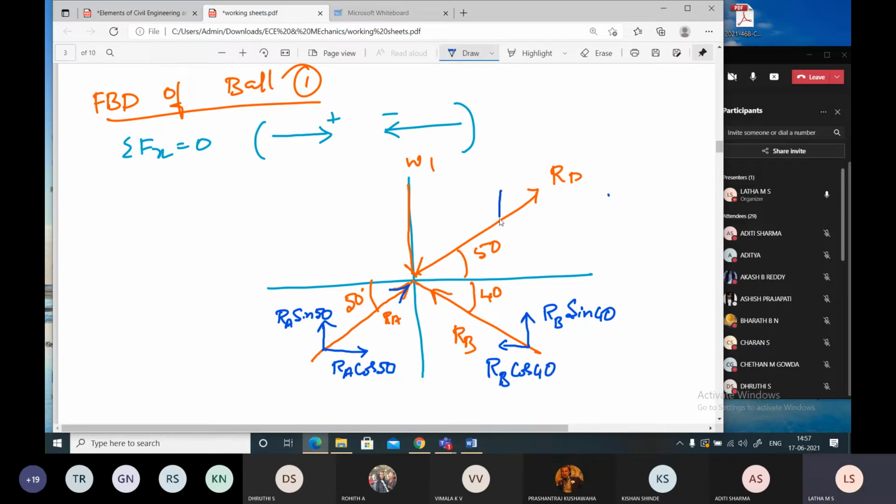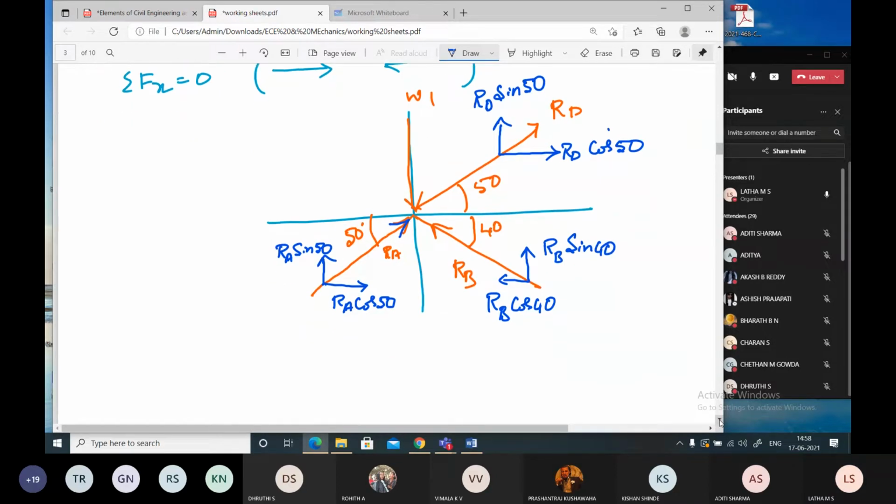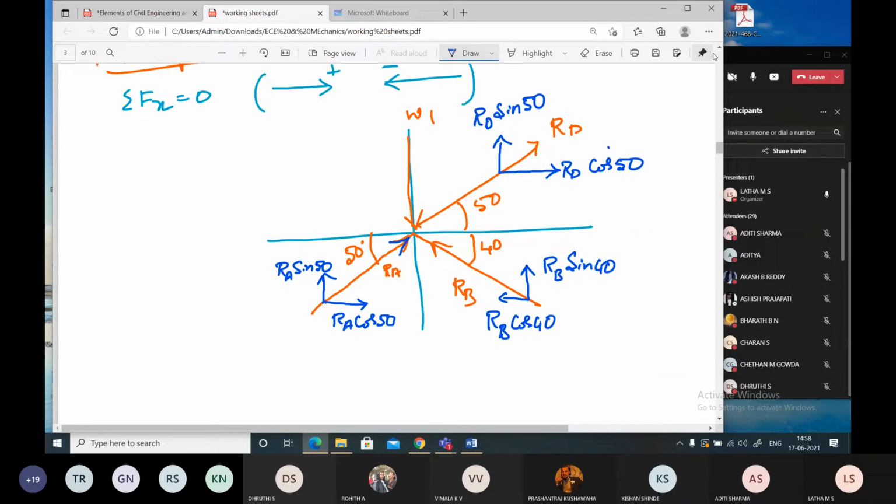Then RD. See the direction of force, students. That is how you have to resolve. This is RD cos 50. RD sin 50. Any doubt here, students? Any doubt?